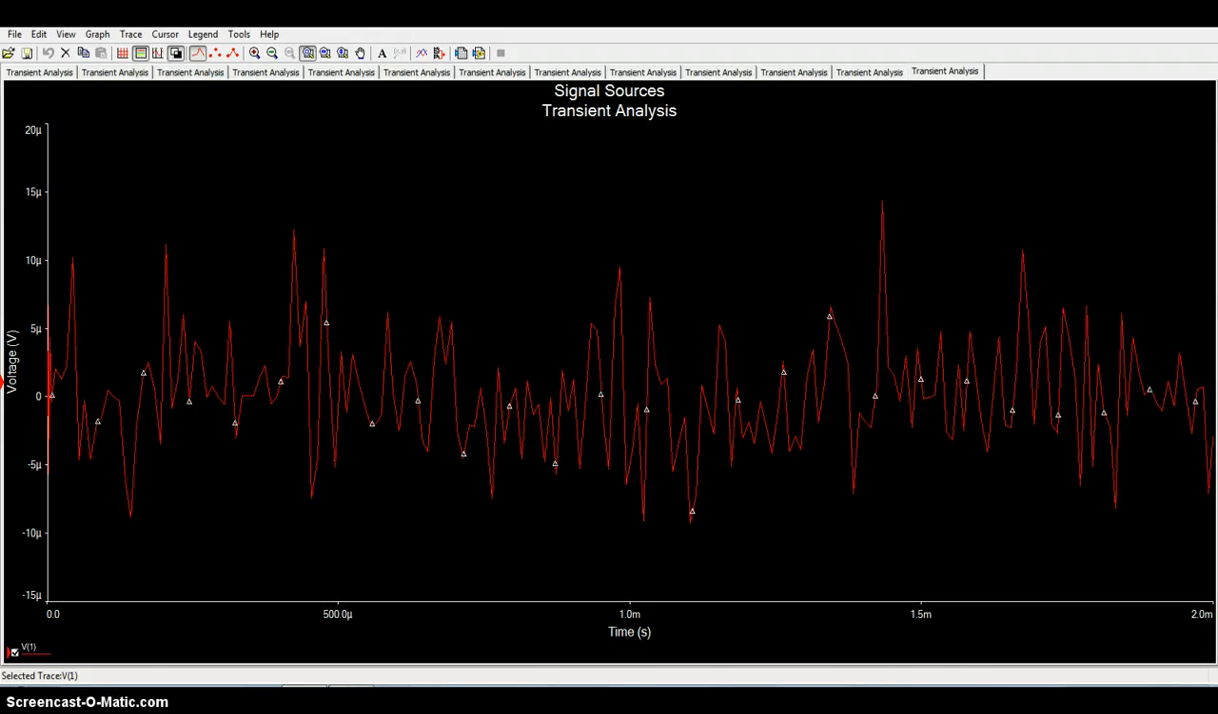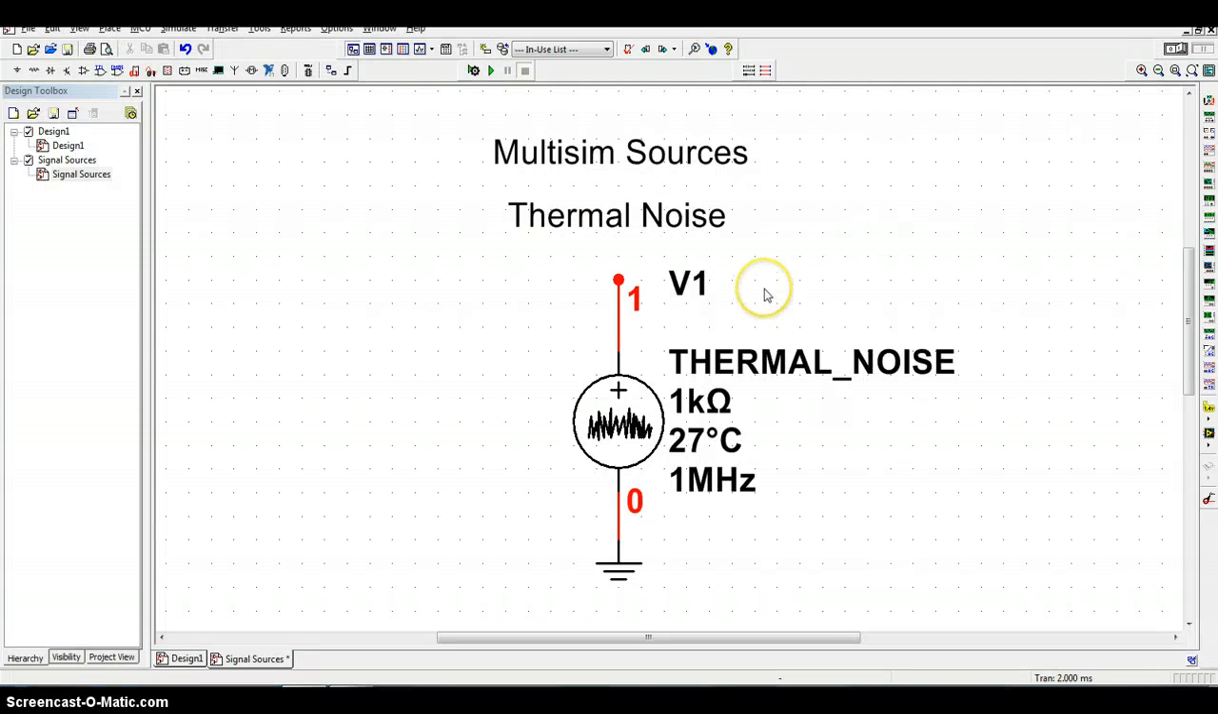Anyway, this concludes some of the demonstrations for a few representative sources, but there are really numerous types of sources available in Multisim, and the best way to deal with that is just take the sources, look at them, look at the parameters, and run some tests on the screen.